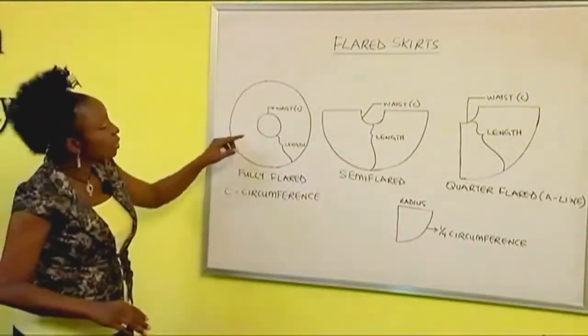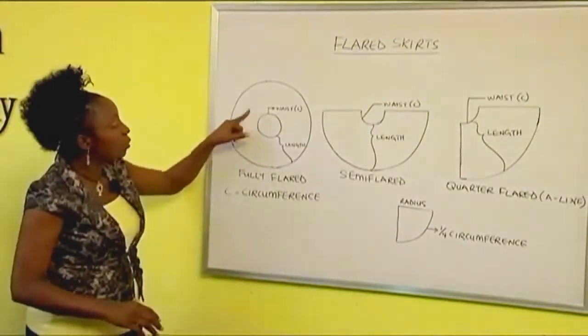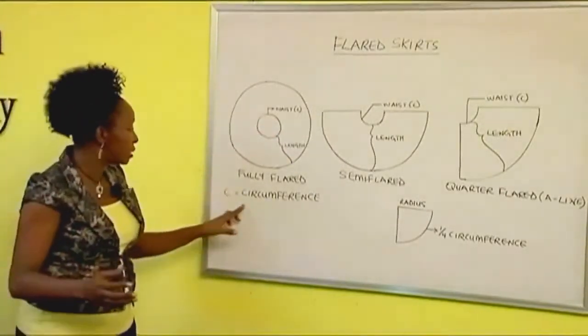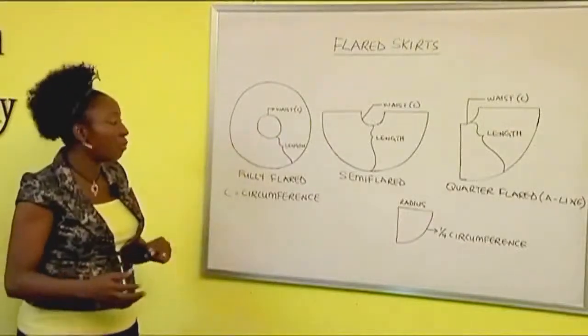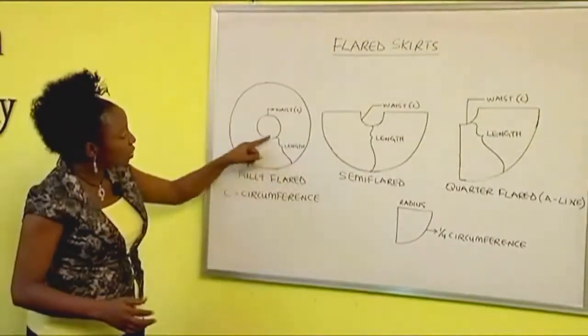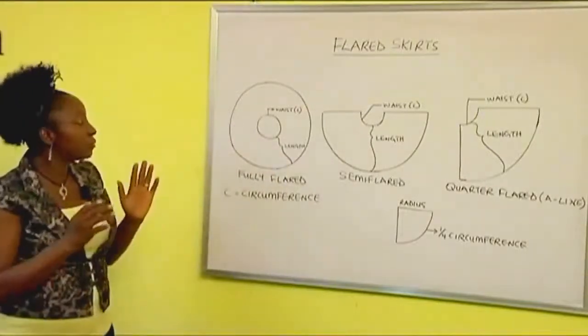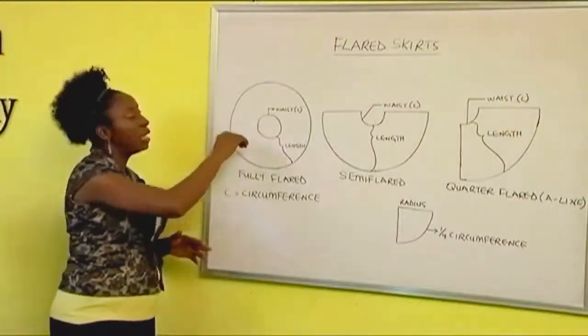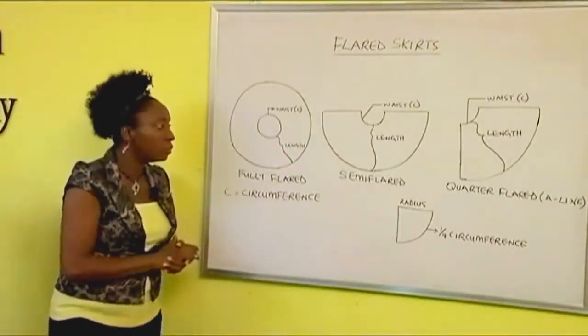Now what I have done is to show you that this inner circle represents the waist, which mathematically is called the circumference. That's what the C is for. Then the length is here, in between the two circles. Now the fully flared skirt is made up totally of a full circle with an internal circle.